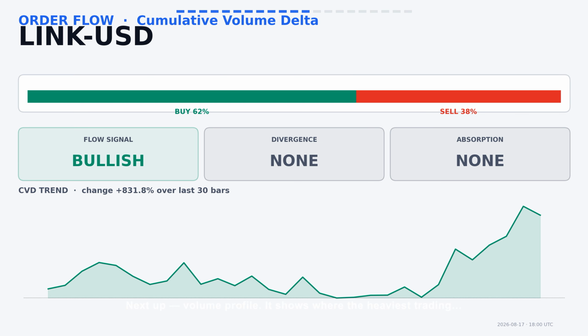Order flow time. Net pressure from the last stretch of candles, buyers versus sellers. Over the recent window, buying pressure accounts for 62% of volume versus 38% selling. The overall flow signal is bullish.